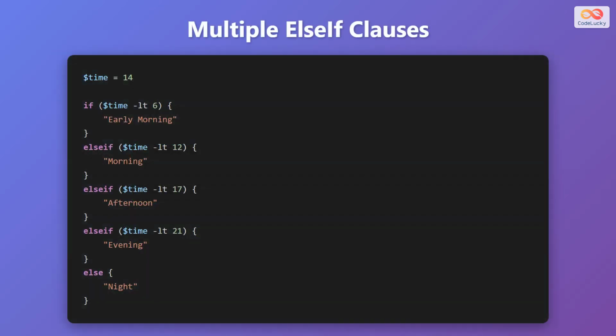You can chain together as many else-if clauses as you need. This example shows a time of day classifier. We have a variable called time set to 14, representing 2 p.m. in 24-hour format. PowerShell checks each condition in order. Is time less than 6? No. Is it less than 12? No. Is it less than 17? Yes. So it outputs afternoon and stops. This demonstrates how you can build sophisticated decision trees that categorize inputs into multiple distinct categories.